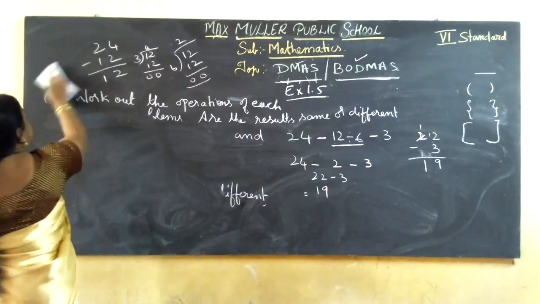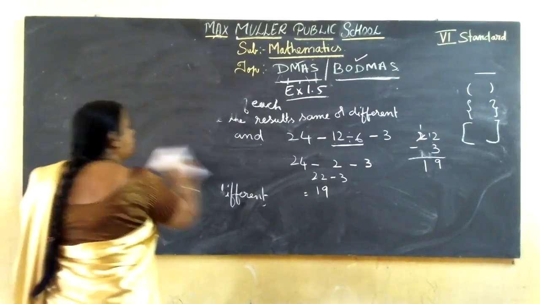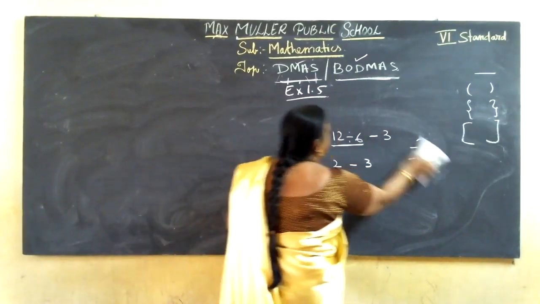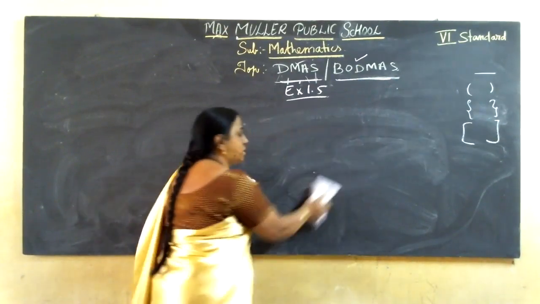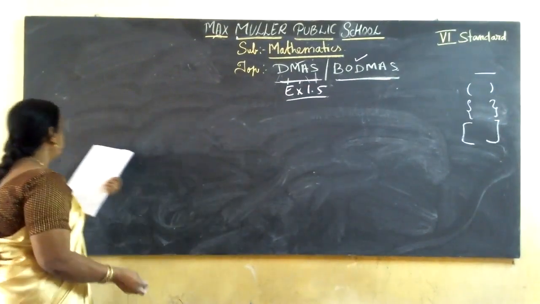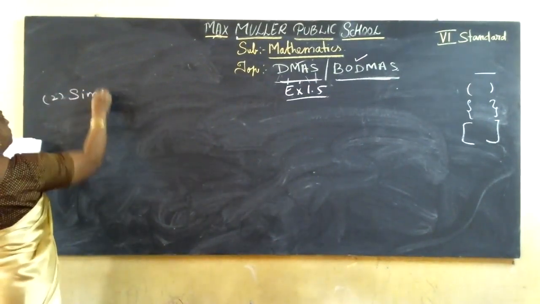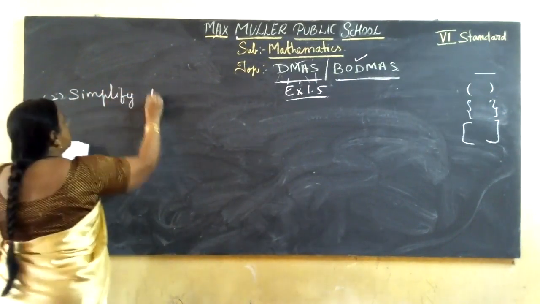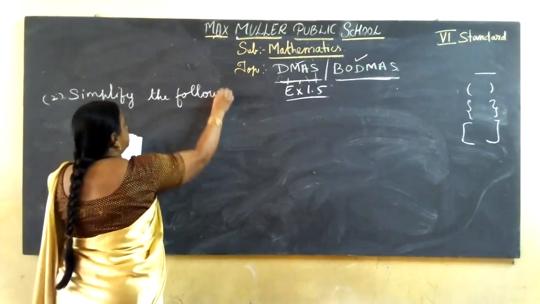So the second main is simplify. It's so interesting. One by one solving, step by step. Steps are important in this. You can use a color pencil for underlining which operation you should solve. Okay, question number 1, second main. Simplify the following. First, I'll write the question.